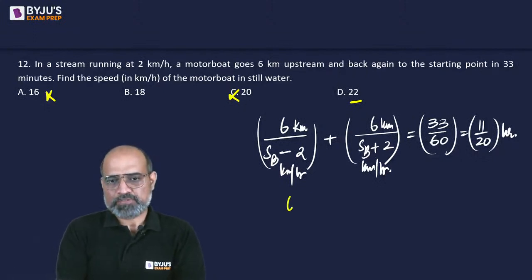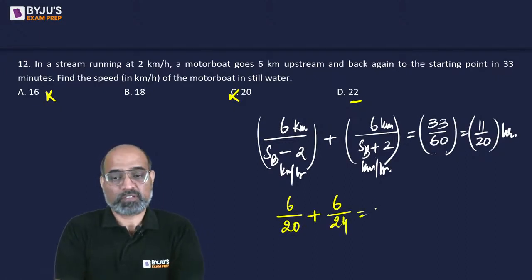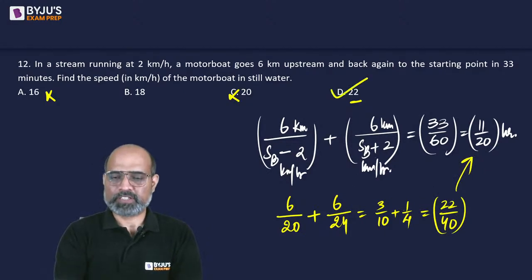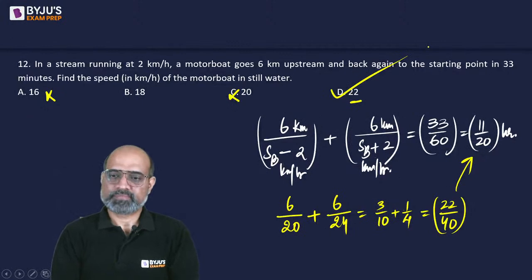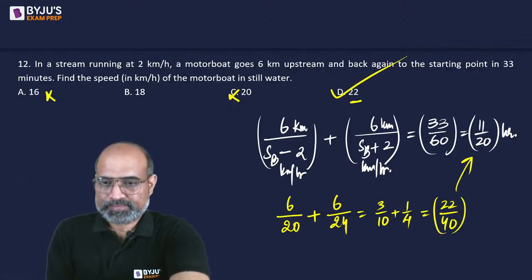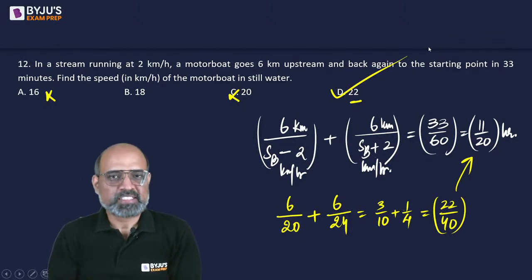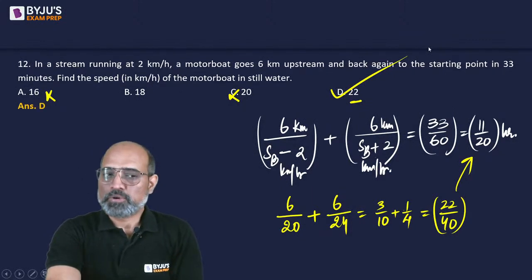So we will have 6 by 22 minus 2, which is 20, plus 6 by 22 plus 2, which is 24. This is going to give us 3 by 10 plus 1 by 4, which is going to give us 12 plus 10, which is 22 by 40, which results in 11 by 20. Perfect. Right? 22 by 40 is 11 by 20. So D हो गया आंसर आपका.